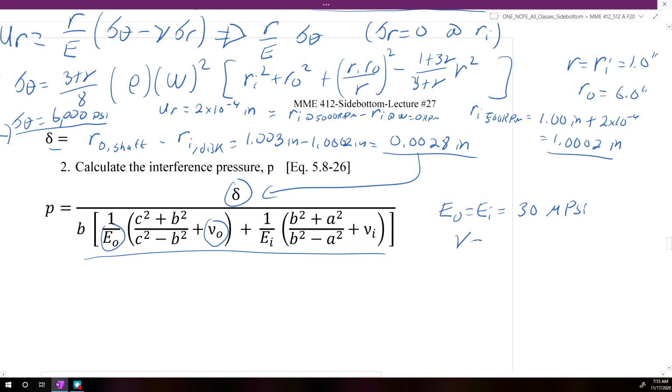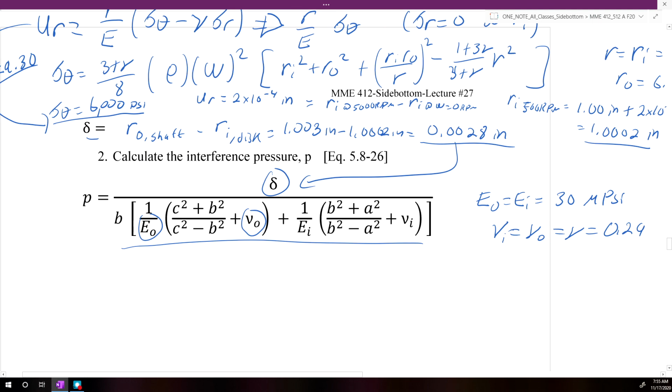Our Poisson ratio for the inner and the outer is all going to be equal to 0.29, and then for the rest of our terms, B is going to be equal to 1.0 inches. All right, it's close enough for both of them.